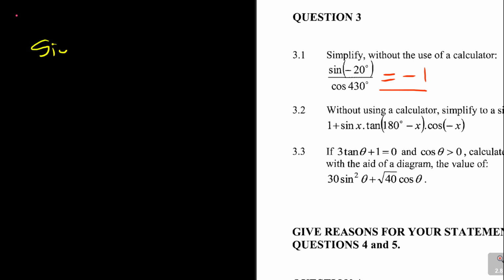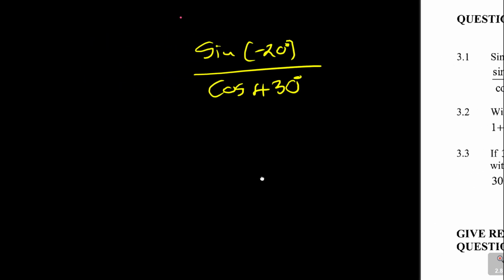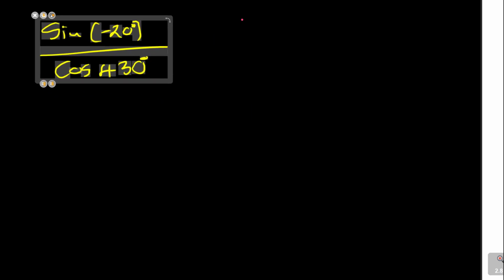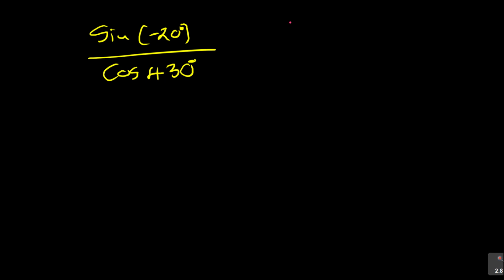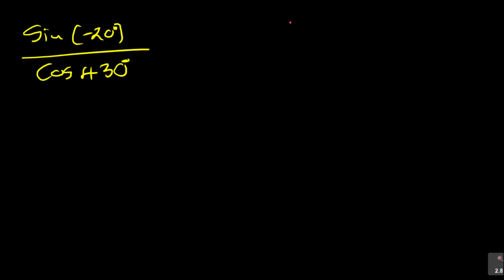It says you are given sin(-20) over cos 430 degrees. Now, what you have to understand is these are the reduction rules, and you are using the CAS diagram. You have to have your CAS diagram ready. I keep on emphasizing to you guys that the CAS diagram helps you to solve simplification problems.